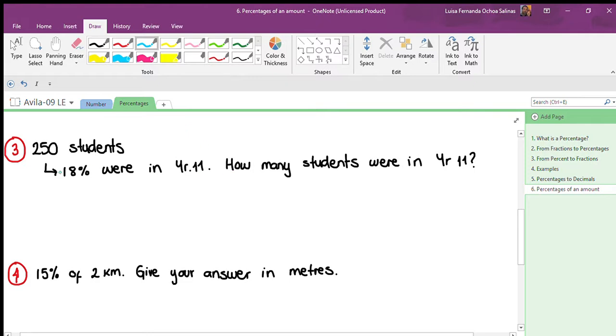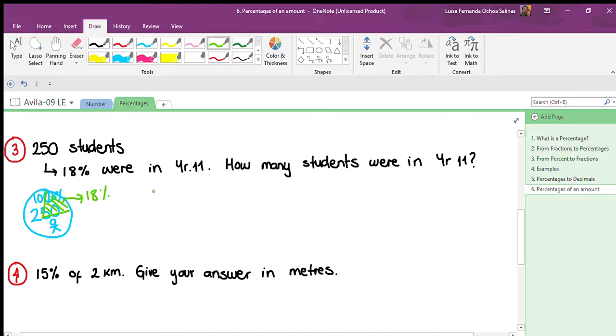It says 250 students are in a group. 18% of these 250 students were in year 11. How many students were in year 11? Again, if I think about my big cake, my whole, what is my whole? My whole is 250 students. This is my 100%, and I'm going to take a piece of this one. This piece that I'm going to take is 18%. Are we expecting this piece to be bigger or smaller than 250? We're expecting it to be smaller.